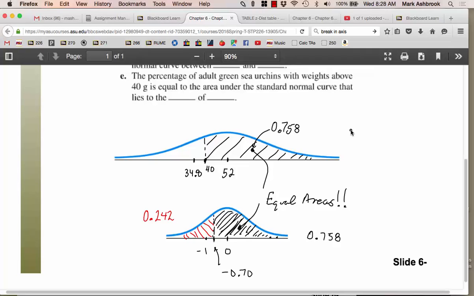Okay, let's do the other one. So the other one was a between. Between 50 and 60. We're interested in the percentage of sea urchins between 50 and 60.